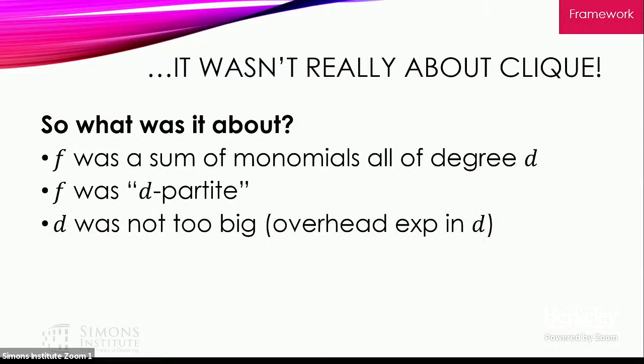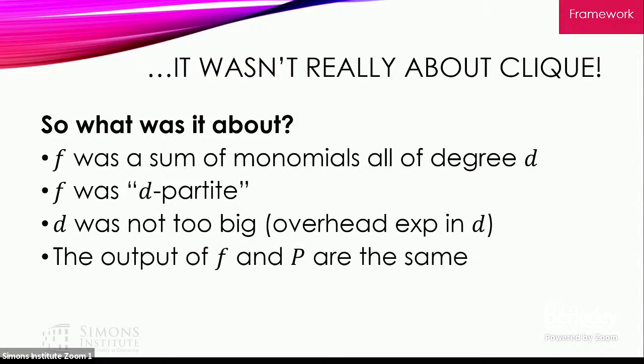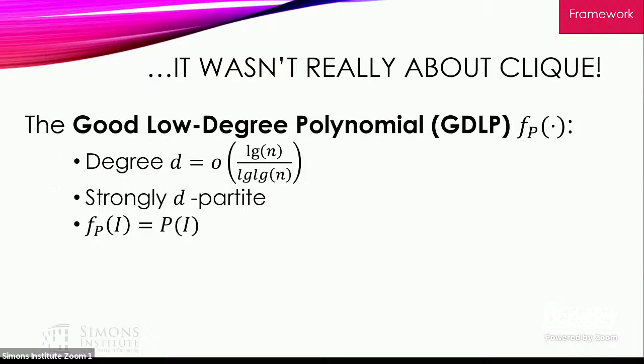We needed that d was not too big. As your excellent question asked, we have this overhead that's exponential in the degree of this polynomial. And additionally, we needed that the output of f and p were the same. We can make this a little bit more formal by saying that a good low degree polynomial will have a degree that's quite small, so log n over log log n. This is the degree needed in order to make the overheads in this algorithm subpolynomial. So it'll be n to the little o of 1. And in fine-grained complexity, we sort of ignore this.